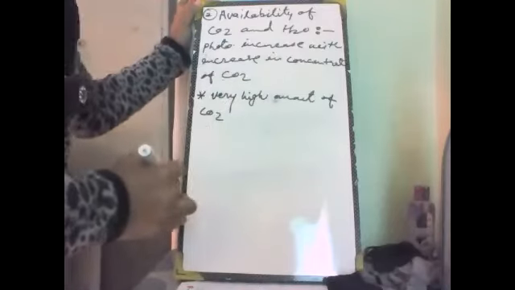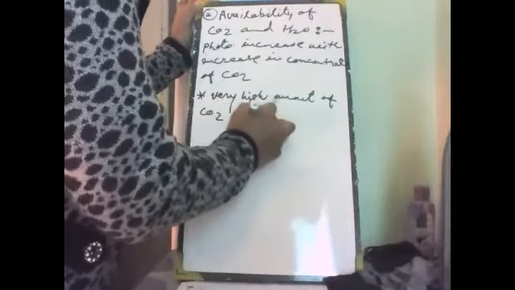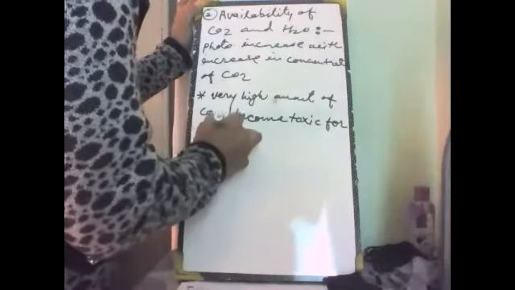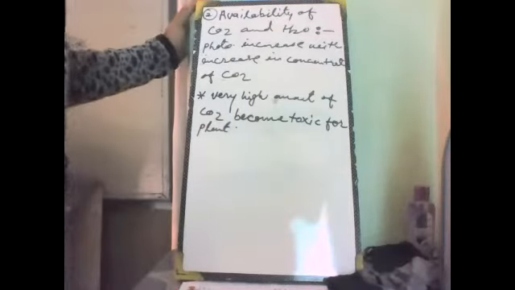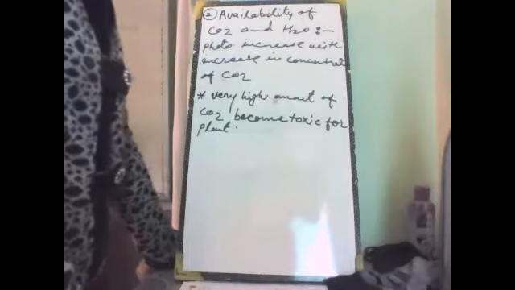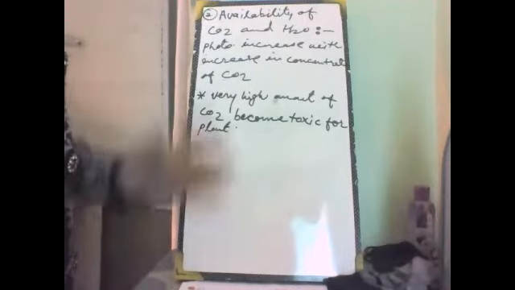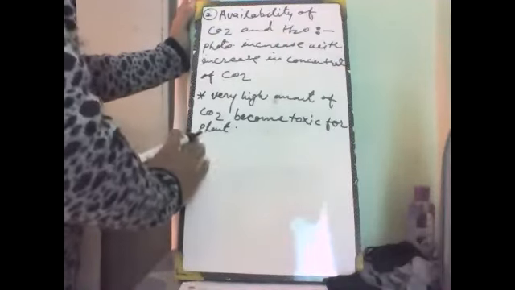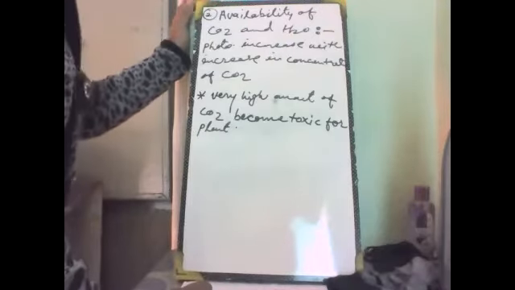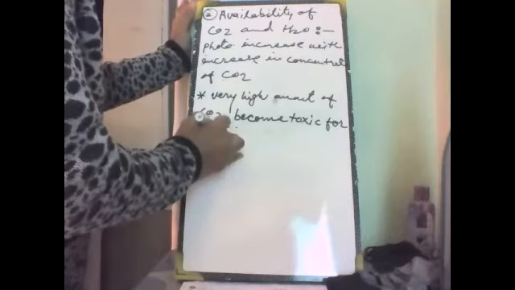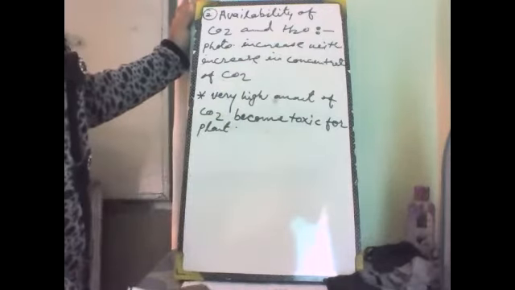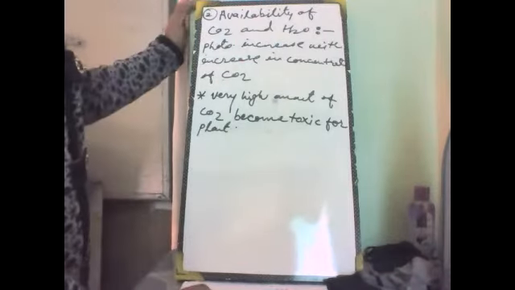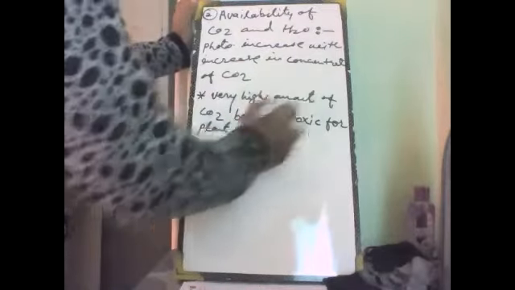CO2 becomes toxic for the plant. So it inhibits photosynthesis. It means it slows down the rate of photosynthesis. The rate of photosynthesis decreases because the maximum amount of carbon dioxide prevents photosynthesis, because the stomata close to prevent transpiration. What is the reason for this?